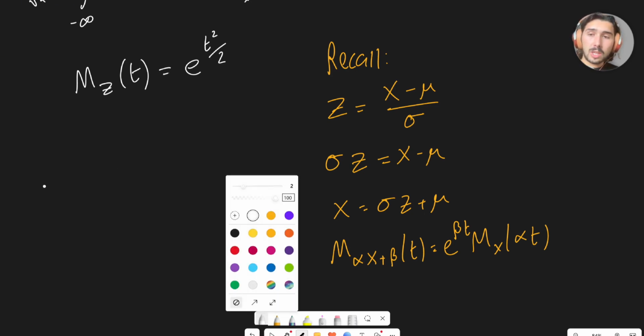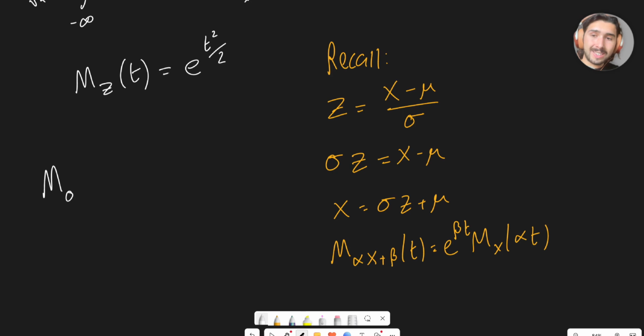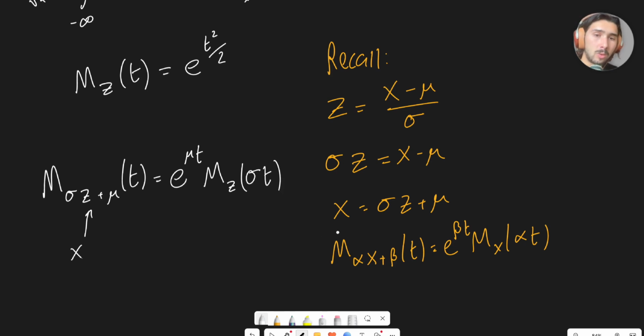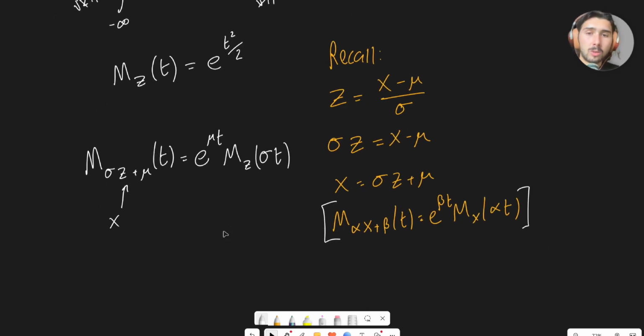If I want the moment generating function of sigma z plus mu, remember this is just any normally distributed random variable, so this is exactly what we are looking for, of t. This is nothing more than e to the power of mu t times the moment generating function of just z, but instead of t, it's sigma t. And again, all I'm doing here is just using this. Now, we already know what this guy is, or we can easily get it.